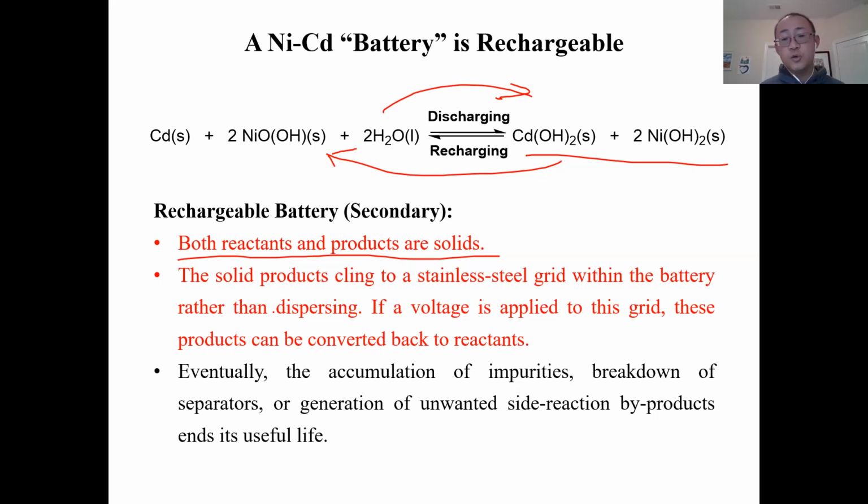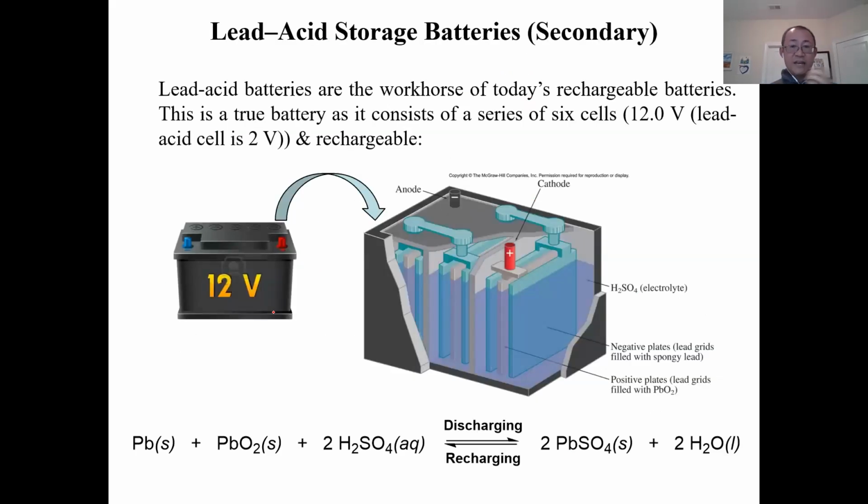Of course, eventually the accumulation of impurities, breakdown of the separator, and also some unwanted side reactions or byproducts will shorten the life of a rechargeable battery, and eventually any rechargeable battery will end its useful life. Okay, next is another common battery called the lead acid battery. Okay, lead acid battery, like we said, is the one that you carry every day in your vehicle.